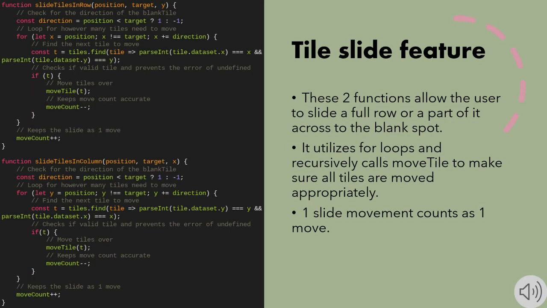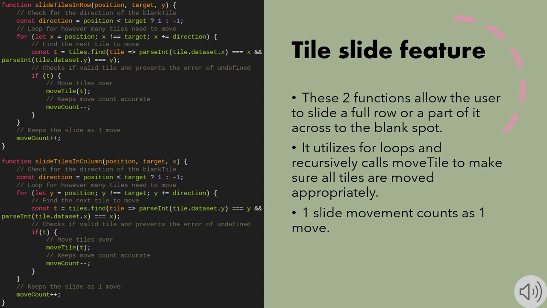This is the tile slide feature, which allows the player to move 2 or more tiles in a row or column over into the blank tile so that the player doesn't have to use multiple moves to move them all over or repetitively click on each one, consuming time.